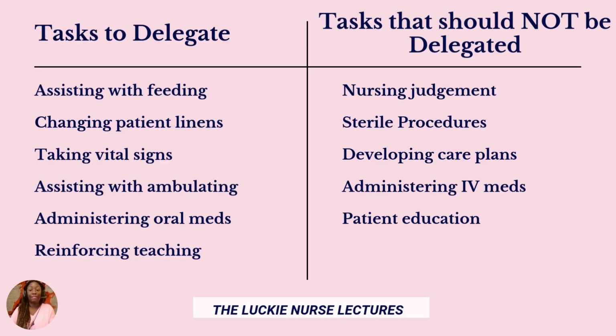So, as a nurse, if you have a busy day and a lot of tasks to do, the tasks in this right hand column, the tasks to delegate, are things that you can give to other people to take certain things off of your plate so that you have time to do more important tasks. Now, focusing on the other category, tasks that should not be delegated, we have things like nursing judgment.